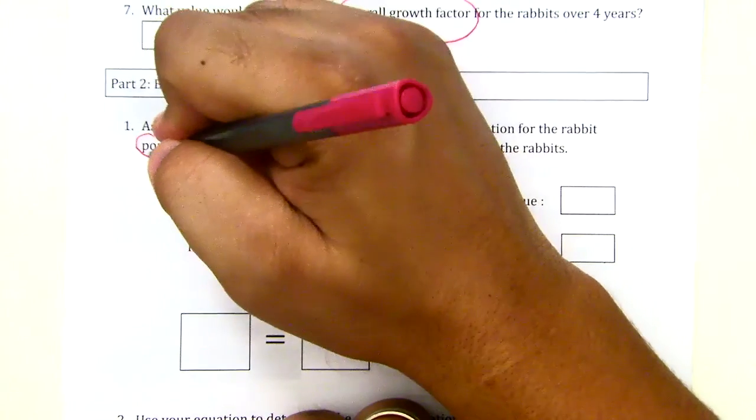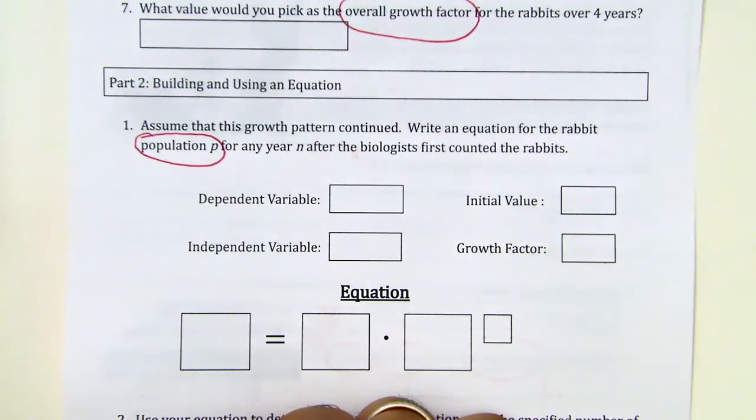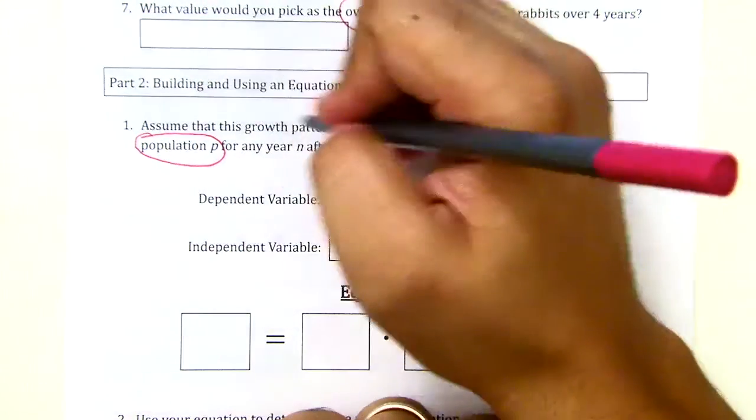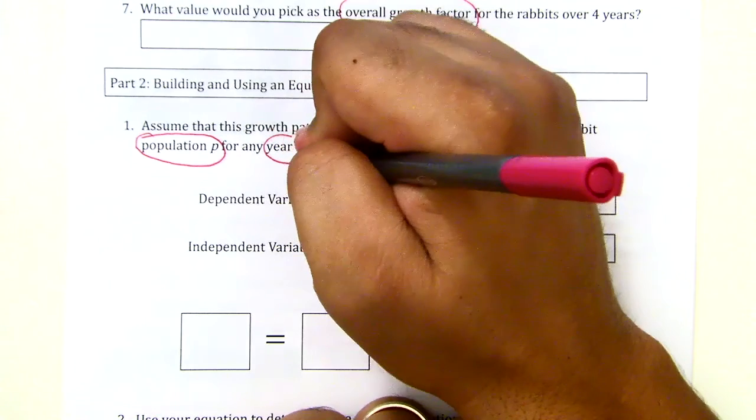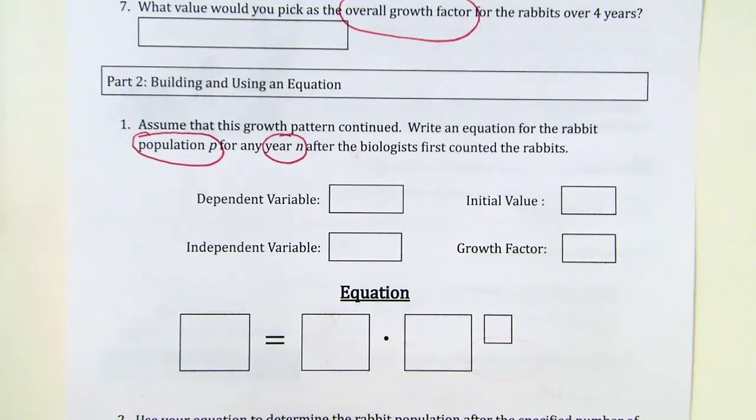So it's giving me variables. Population P, that's one variable. For any year N, that's my second variable. N represents years after the biologist first counted the rabbits.